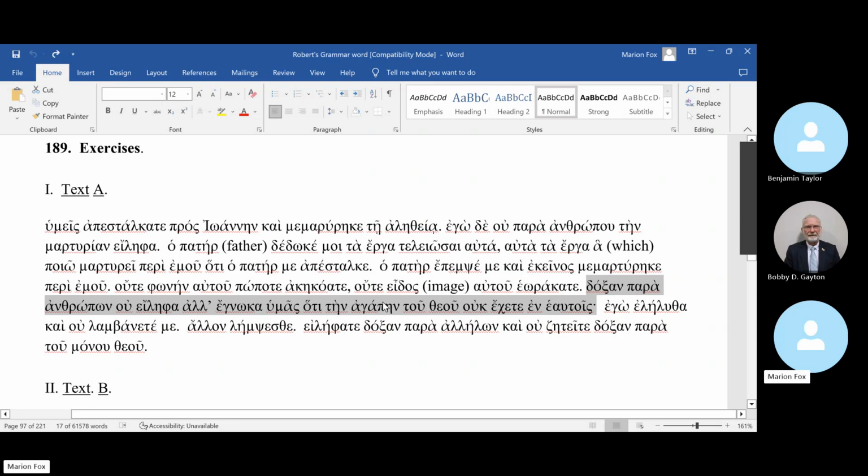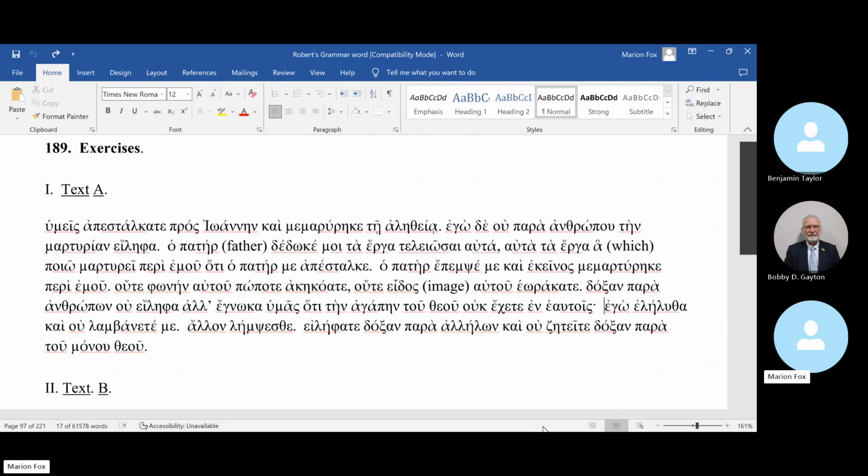And so because you don't have the love of God. You do not have the love of God in yourselves, right? Let's try this here. Ego elelutha kai ou lambanete me. I have come and y'all do not receive me. Okay, all right.